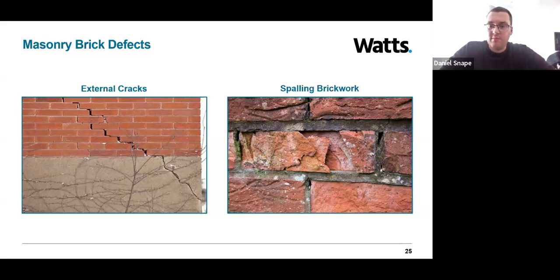Now, external cracks are often seen as quite a big issue or a cause of concern. This isn't necessarily always the case. Cracks can occur for a variety of reasons. So this could be thermal movement, it could be settlement, it could be subsidence, it could be cavity wall tie failure, for example, just to name a few.